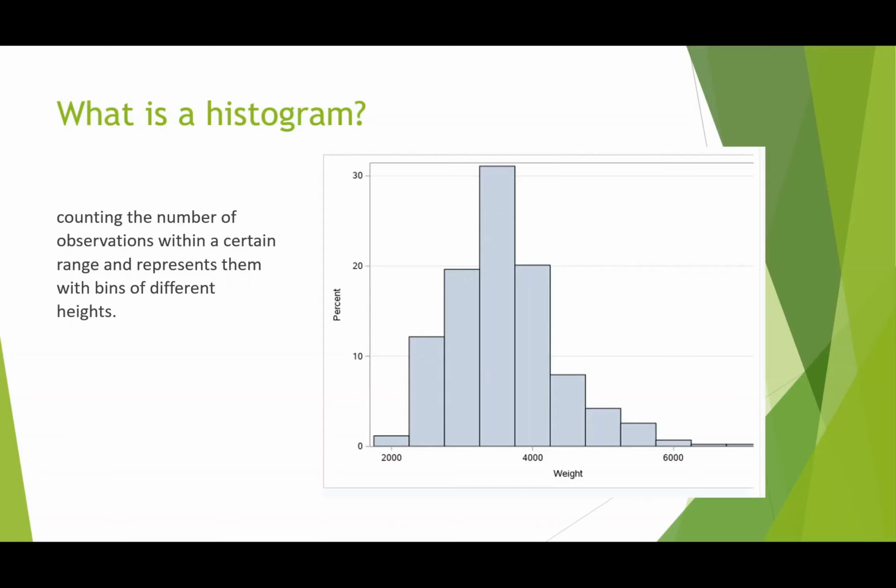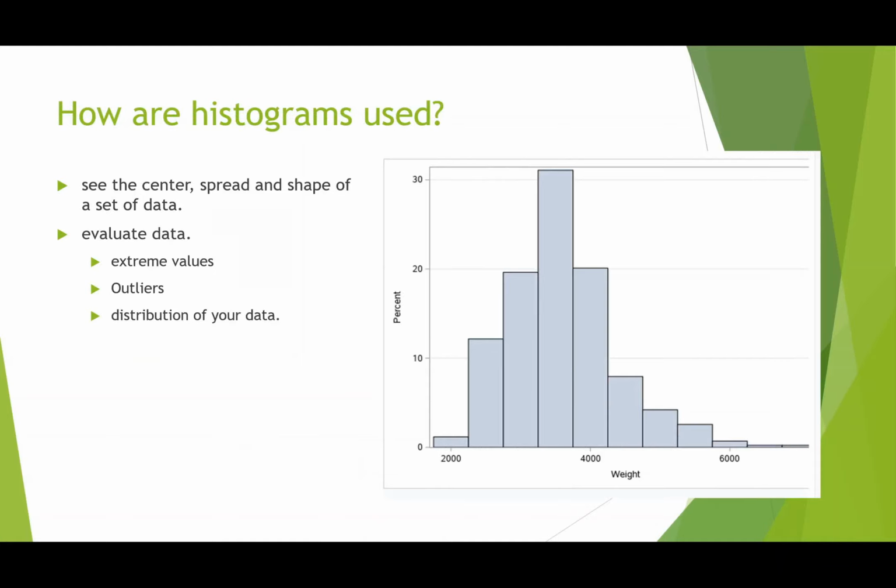Part 1. What is a histogram? As you can see from the plot, a histogram counts the number of observations within a certain range and puts them into bins of different heights. How can we use it?